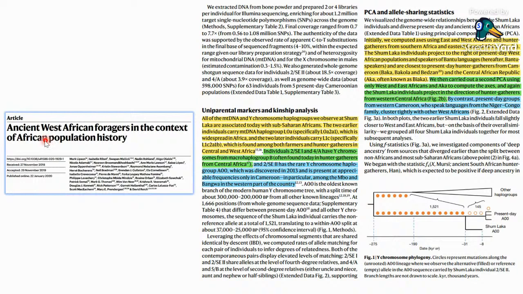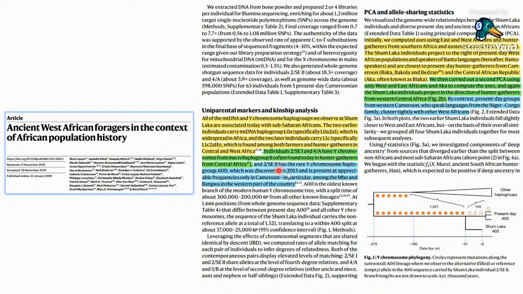Reading from this journal right here, Ancient West African Foragers in the Context of African Population History. It says all of the mtDNA and Y chromosome haplogroups we observed in Shum Laka are associated today with sub-Saharan Africans. The two earlier individuals carry mtDNA haplogroup L0a, which is widespread in Africa. And the two later individuals carry M1c, which is found among both farmers and hunter-gatherers in Central and West Africa. Individuals 2SE1 and 4A have Y chromosomes from macrohaplogroup B, often found today in hunter-gatherers from Central Africa. And 2SE2 has the rare Y chromosome haplogroup A00, which was discovered in 2013 and is present at appreciable frequencies only in Cameroon, in particular among the Mbo and the Bangwa in the western part of the country.